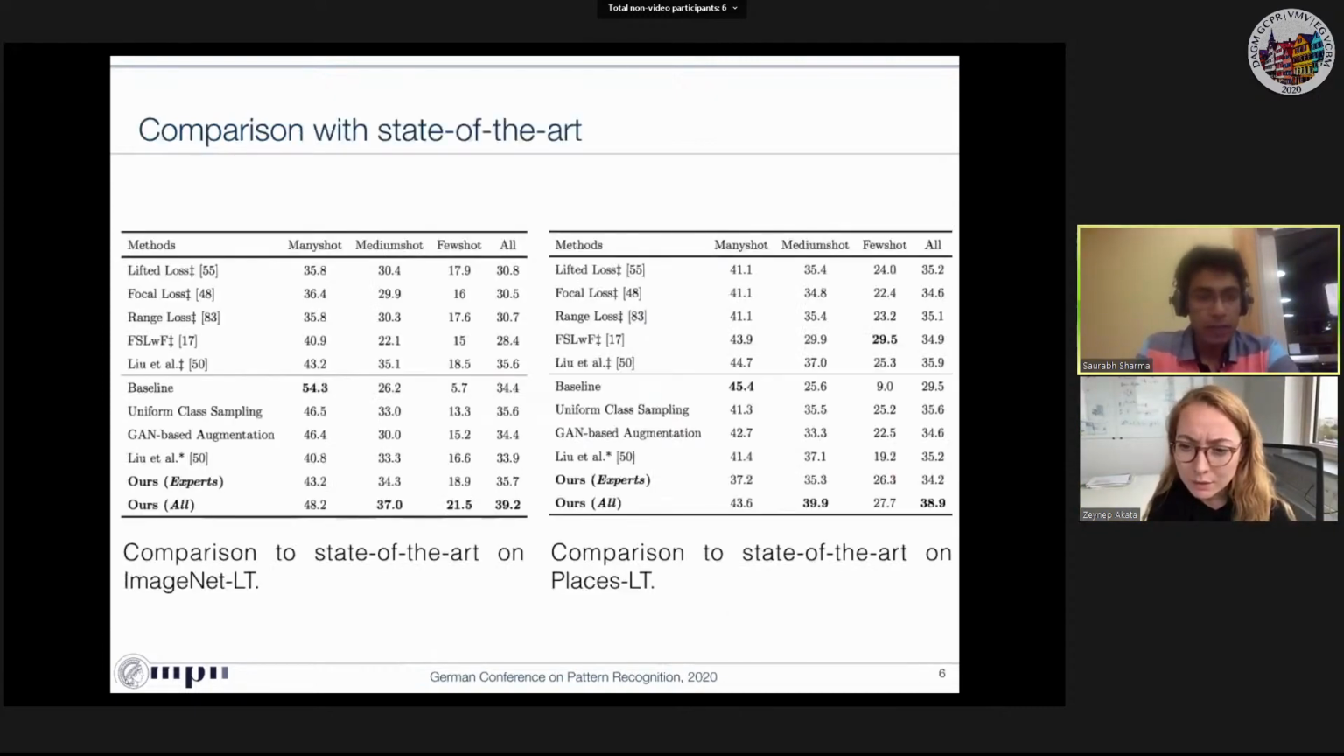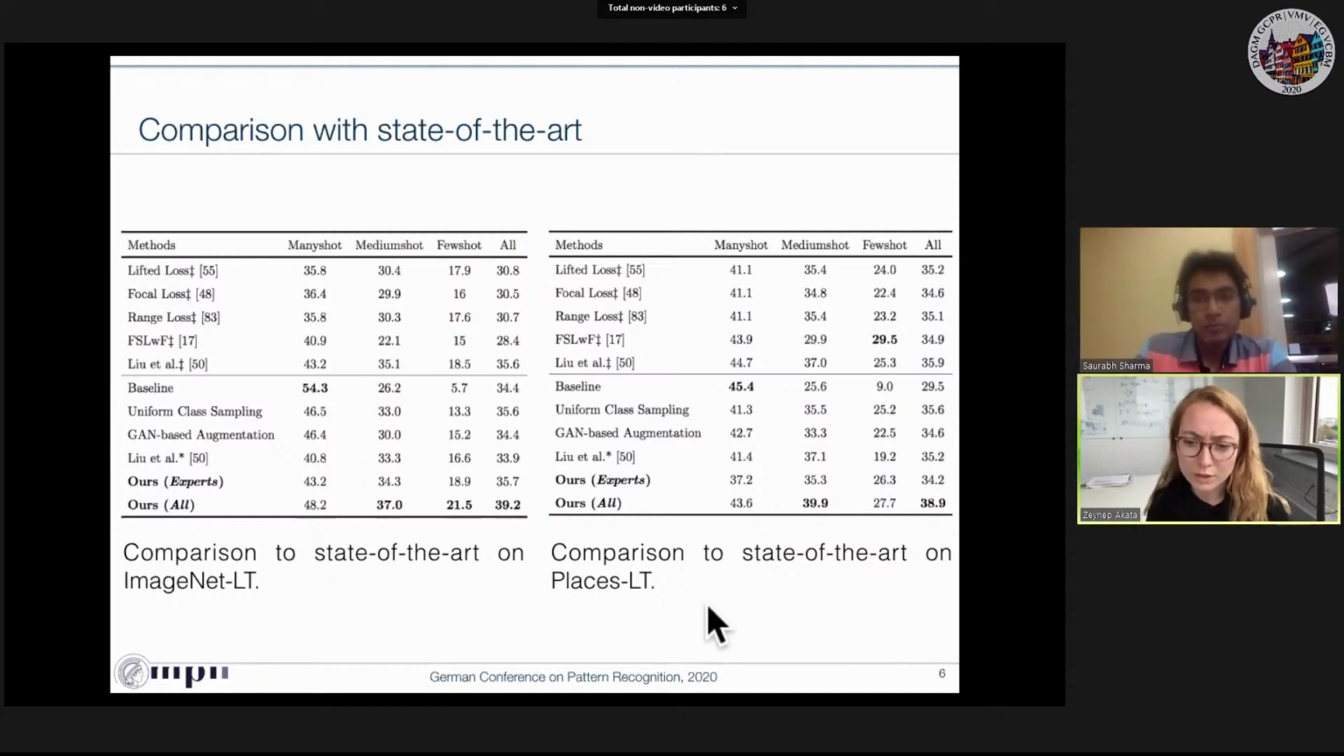So I believe that is because we already have sufficient data for the many shot classes, and none of the approaches that we tried was able to improve beyond that. It's basically because it's already saturated, and whatever we do to improve few shot actually reduces the many shot accuracy. So it's a trade-off.